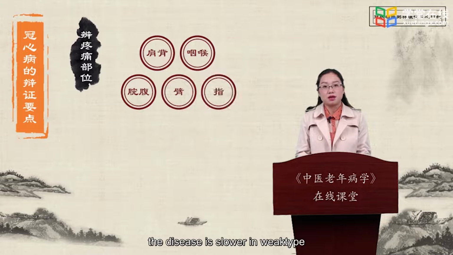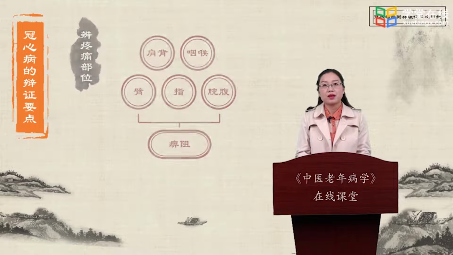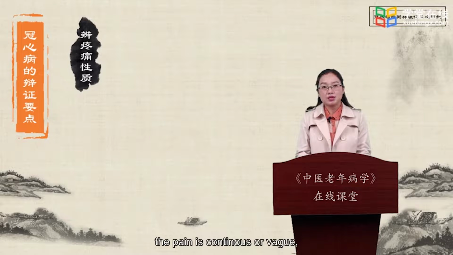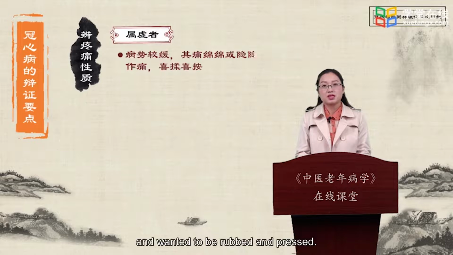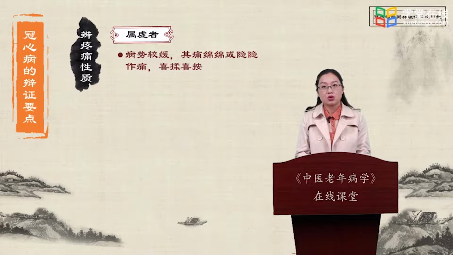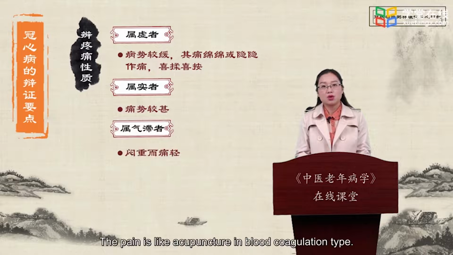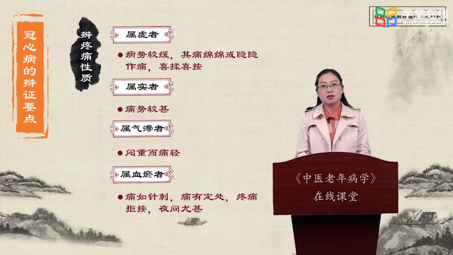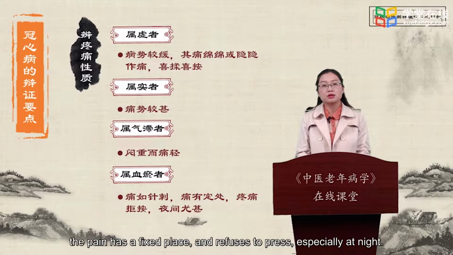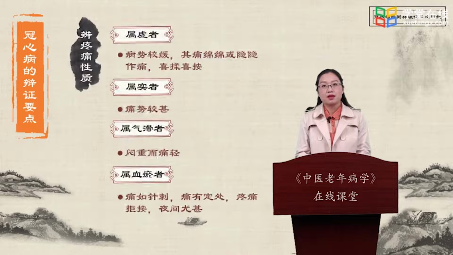The disease is slower in the deficiency type. The pain is continuous or vague, and the patient wants it to be wrapped and pressed. The pain is more severe in the true type. The pain is light in the qi stagnation type. The pain is like acupuncture in the blood coagulation type. The pain has a fixed place and refuses pressure, especially at night.